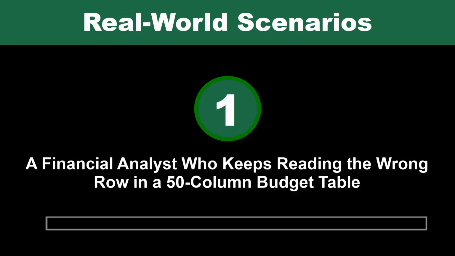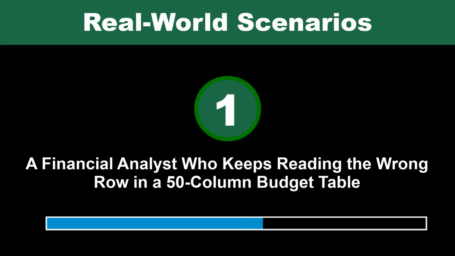A financial analyst who keeps reading the wrong row in a 50-column budget table. A financial analyst worked daily with a wide Excel budget model, 50 columns across and hundreds of rows deep. When reviewing figures in the middle of the sheet, she regularly read values from the wrong row because there was no visual anchor. Small misreads led to incorrect comments in client meetings.